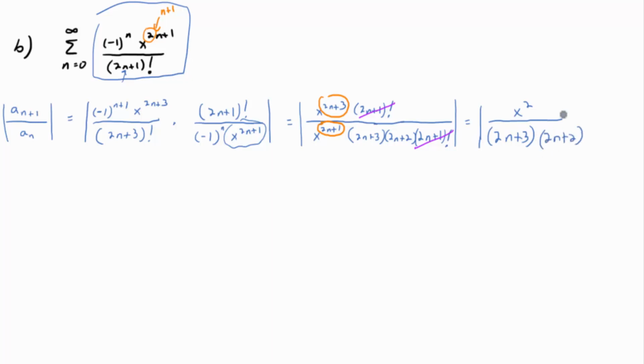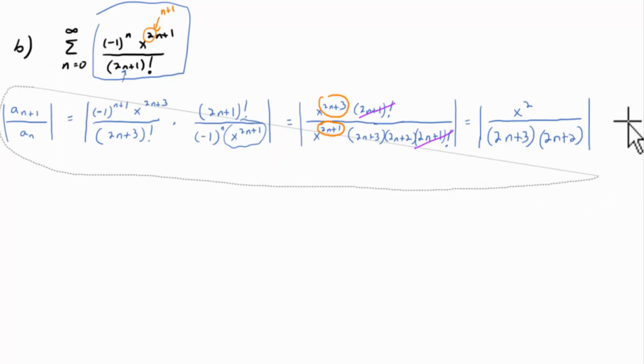And then we do still need those absolute values. So that's the simplified version of the absolute value of a sub n plus 1 divided by a sub n. That's all that is. We still need to take the limit of that thing as n goes to infinity. Not as x goes to infinity, as n goes to infinity. So you treat x like a constant when you're taking the limit. If x is a constant with respect to n, then the numerator is a constant with respect to n. And what's the denominator going to do as n goes to infinity? It's going to blow up.